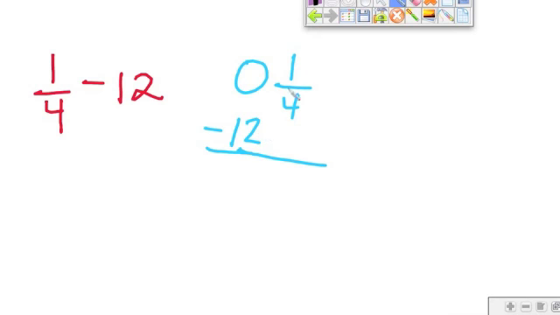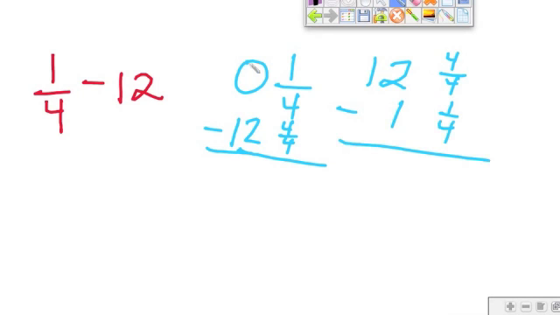So 1 whole. If I borrow 1 whole from the 1/4, that means I have 4/4, okay? Which just became something that looks like this. 12 and 4/4 minus 1 and 1/4. Okay, because I changed this to a 1 by taking the 1 away. 4 take away 1 is going to give me 3/4. And 12 take away 1 is going to give me 11. So my final answer is 11 and 3/4.